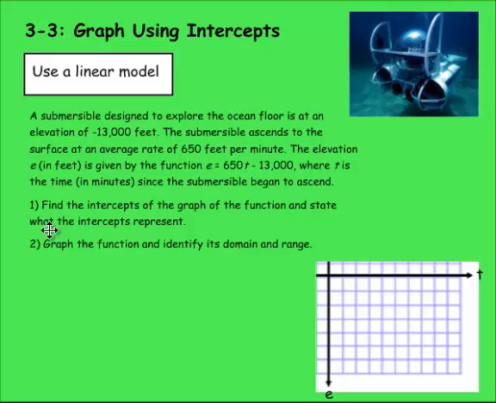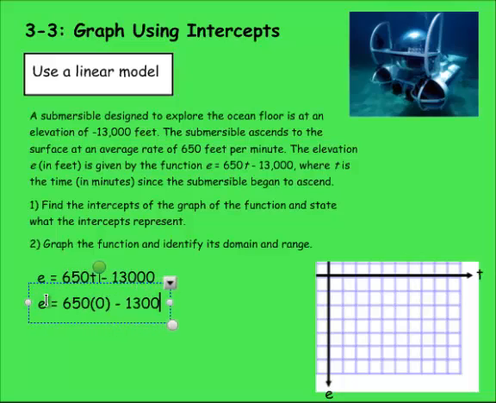So our first task is to find the intercepts of the graph of the function and state what the intercepts represent. So let's do that. Here's our equation, right? E equals 650t minus 13,000. So if I want to find the e-intercept, what is e when t is 0? I can make t 0 here. So it would be e equals 650 times 0 minus 13,000. So it would be 0 minus 13,000, which would be negative 13,000.